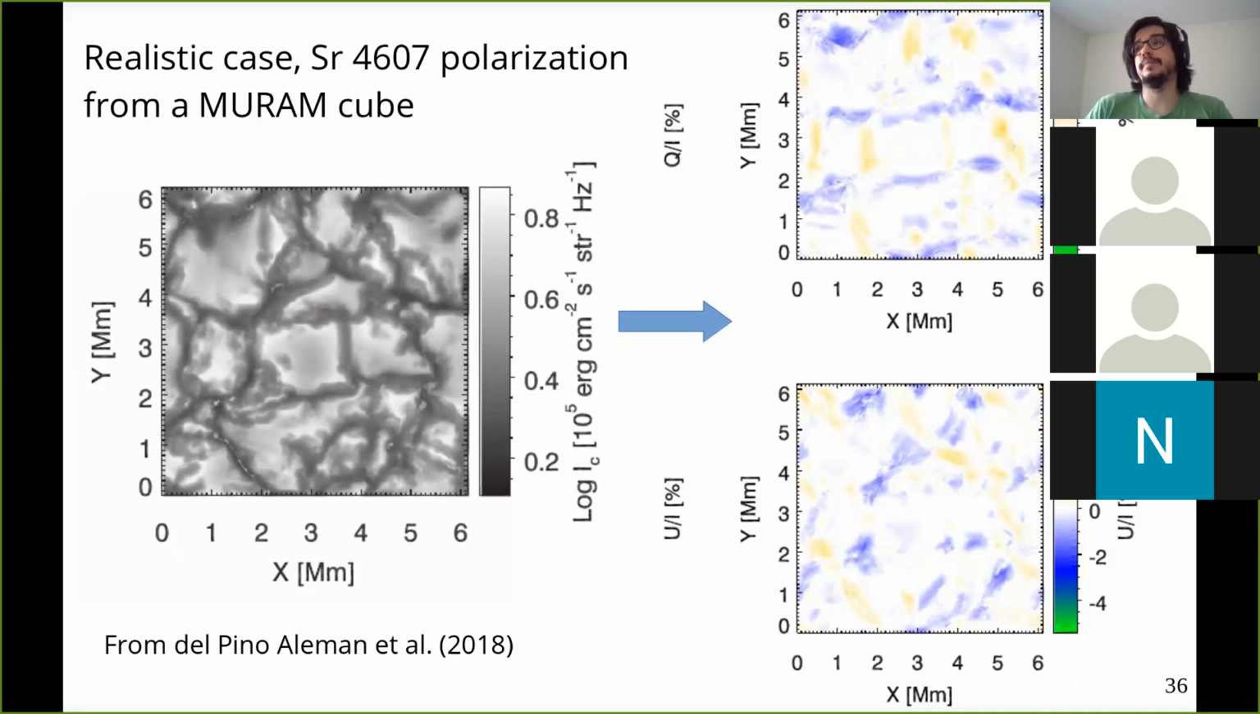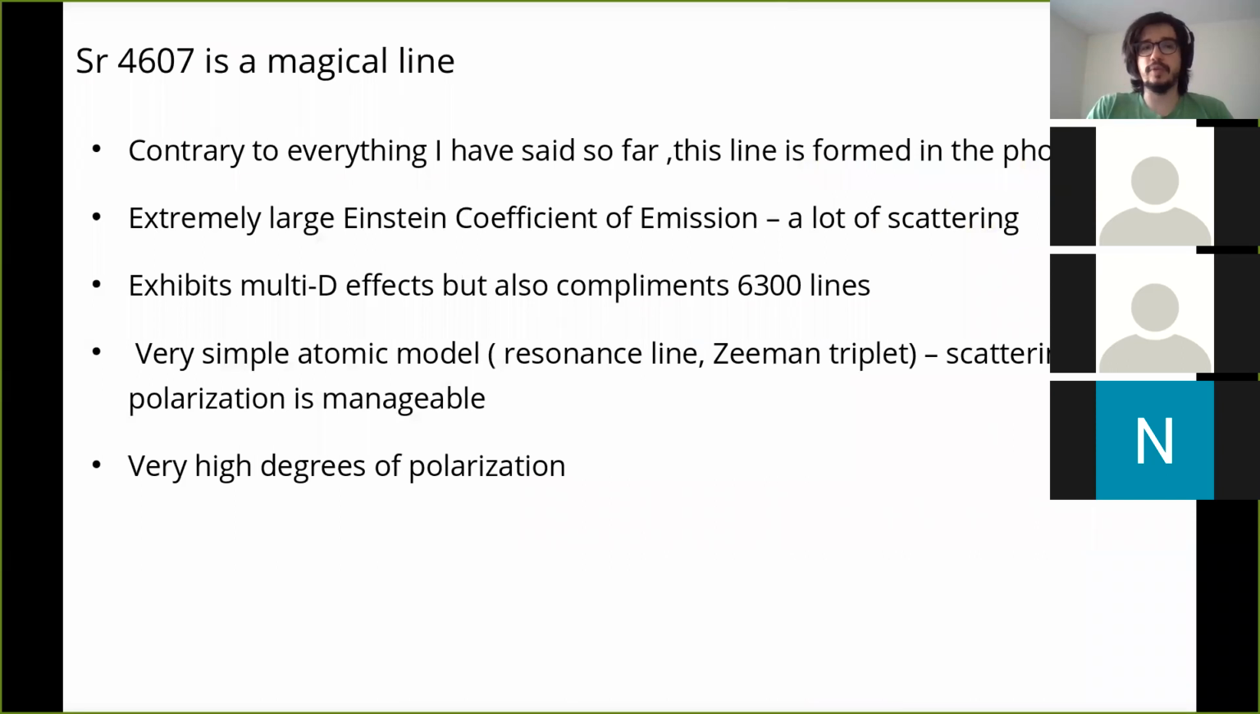So what you would see after that is some structures in Q and U, even looking at the disk center. If you remember, we said that at the disk center, at mu equals 1, there should be no linear polarization, right? And this strontium 4607 is also a magical line. If you're into radiative transfer, we could talk about it more. It's a super well-behaved line.